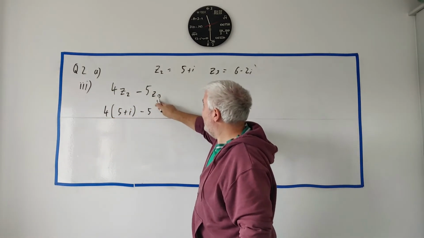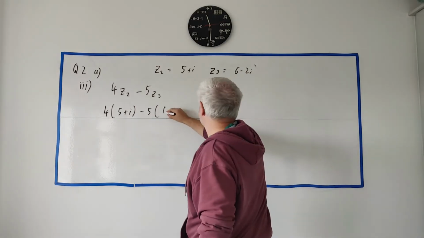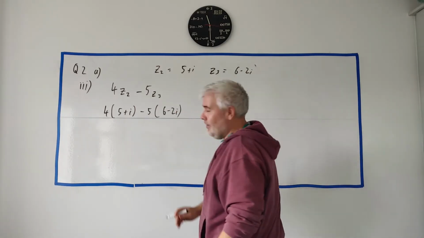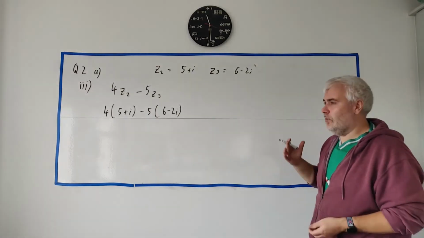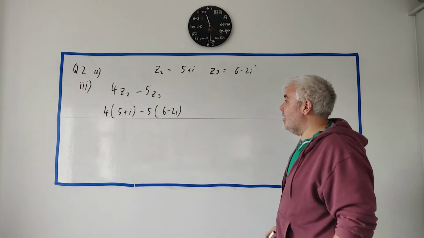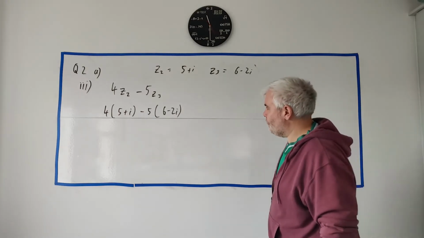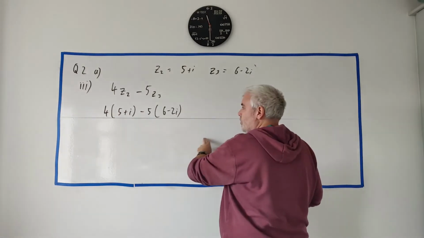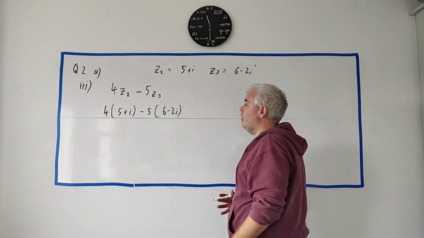Minus 5, and instead of z3, I'm going to write 6 minus 2i. Questions like this come up every year, so get used to them, learn how to do them, and you should have an easy couple of marks in the exam. Okay, I just multiplied this out. We've been multiplying brackets for years now.